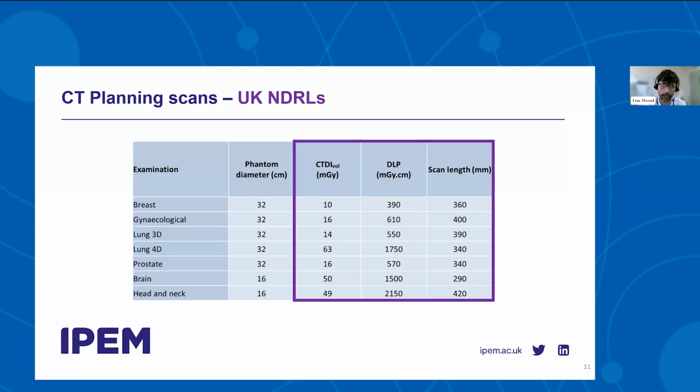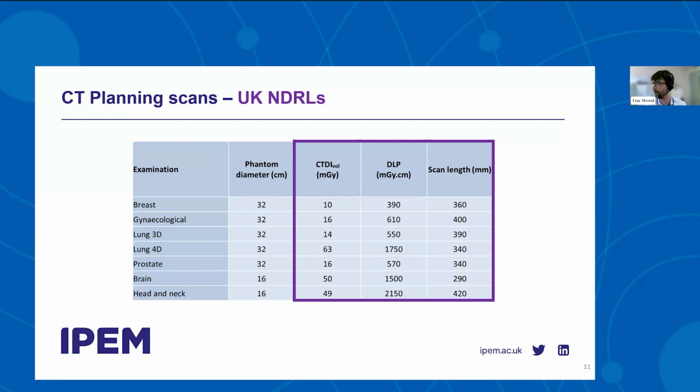So we did the analysis, we published the values. These are what have been adopted as UK national dose reference levels for those 7 clinical sites. Bear in mind, it's very specifically related to a particular phantom size when you're talking about CTDI, so that was clearly listed on these values.